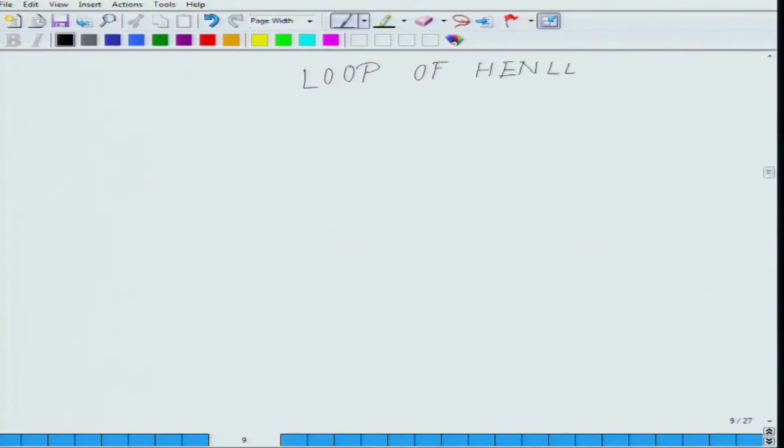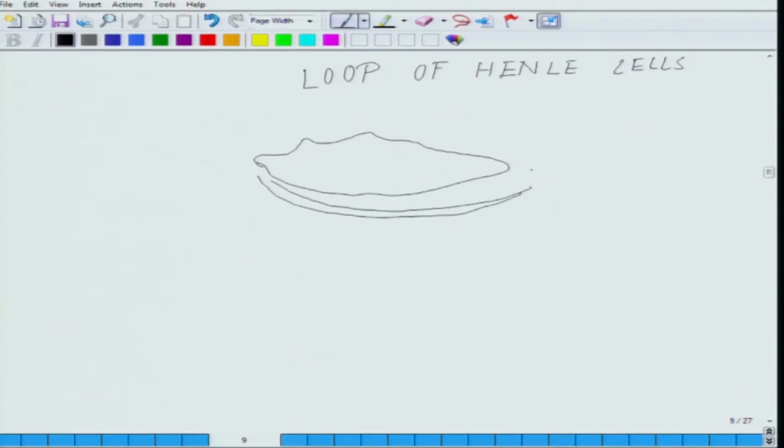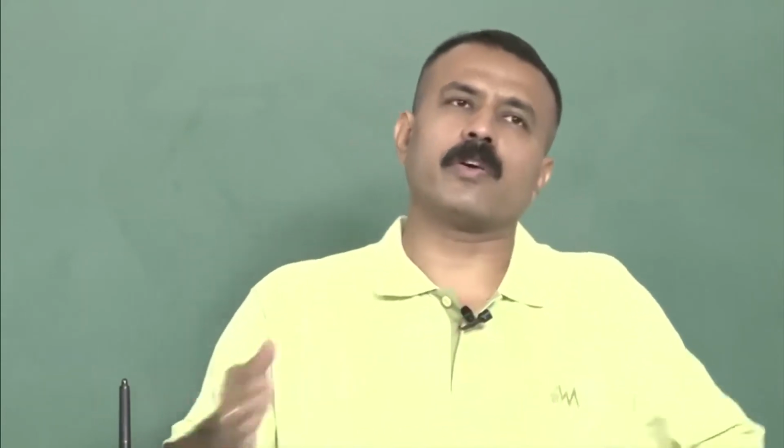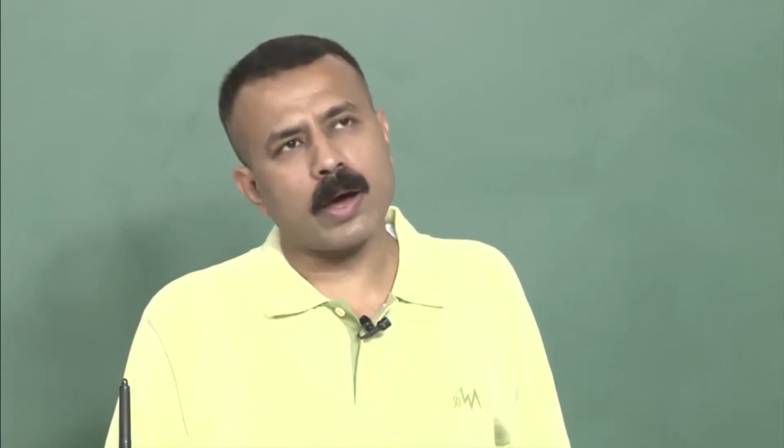Loop of Henle cells. So these loop of Henle cells are something like this, which is totally different from the distal and the proximal cells. Okay. So after looking at these cells, you will be able to appreciate how the cellular architecture changes in different parts of the whole nephron. There is no uniform cellular architecture, and it changes based on the requirement of that particular part, where what is happening.